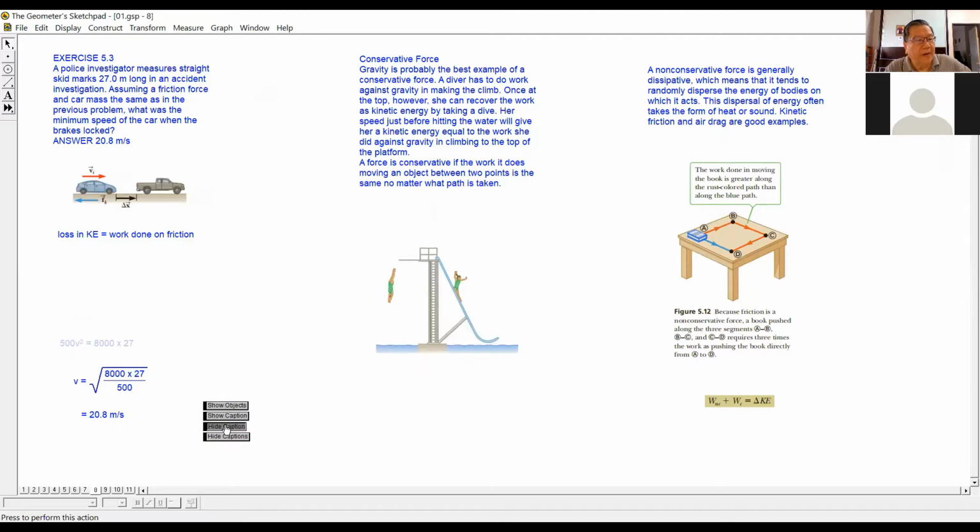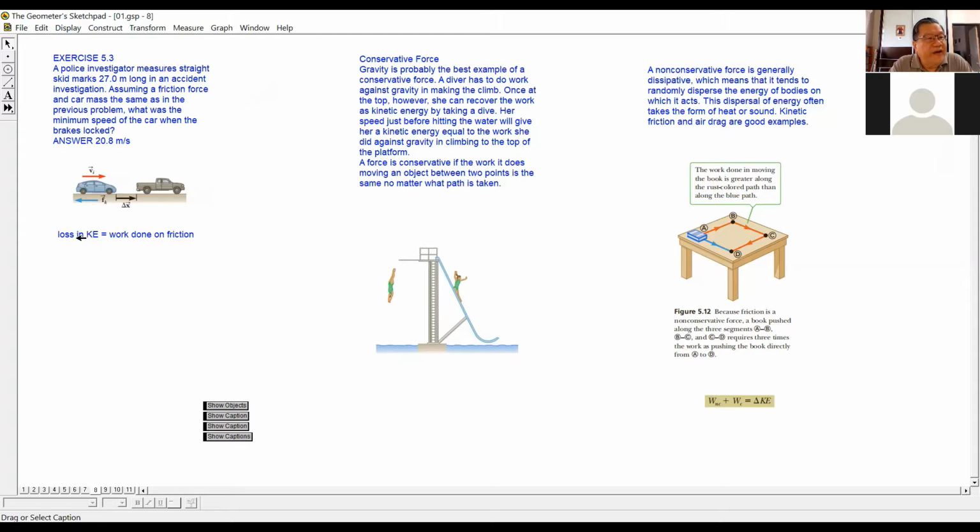A police investigator measures a street skid mark 27 m long in an accident investigation. Assuming a friction force and car mass the same as in the previous problem, what was the minimum speed of the car when the brakes locked? Okay, so this is the same as the previous question. Can you take out your calculator and try this question?